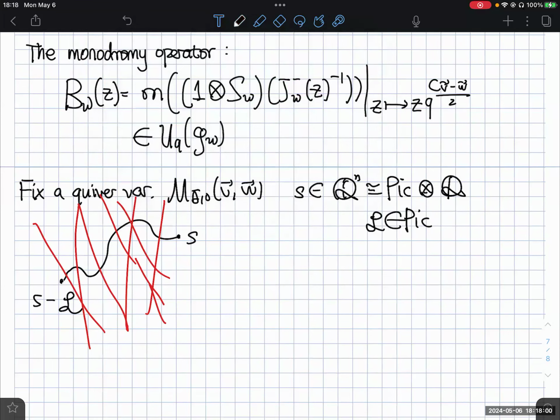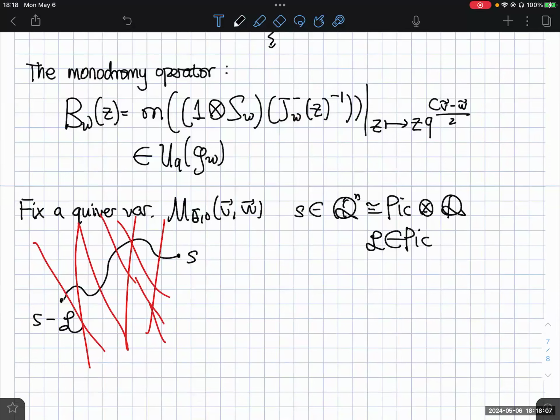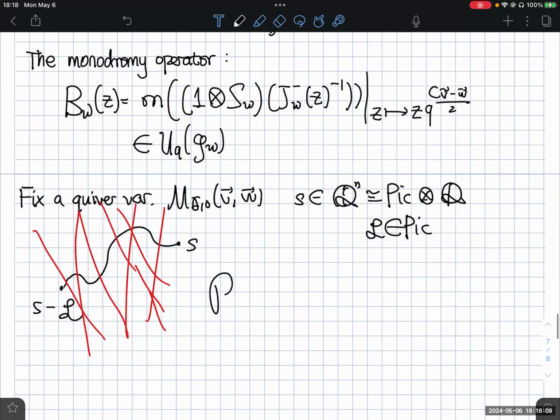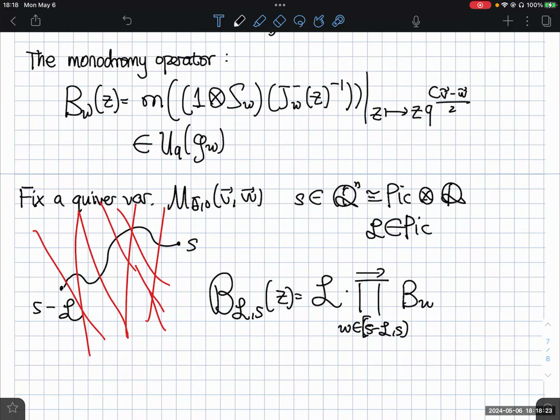So for each path, every time this path goes through one wall, we take one of the monodromy operators with respect to this wall. So it means that we can define the following operator, with the left multiplication given by S, and with the ordered product of the monodromy operators in the path.